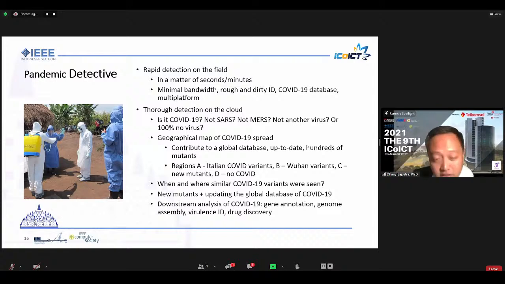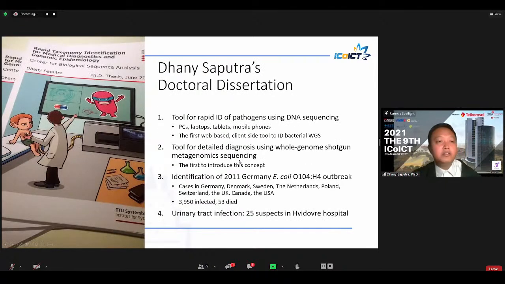So this is the importance of sequencing. An example of that is the alpha variant I told you about before. That was an example of this kind of system. This is not my system that is implemented in Denmark, but a similar system. After that, we do some downstream analysis of COVID-19, like genome assembly, virulence ID, drug discovery, vaccine invention, something like that. So I will continue with what's next.